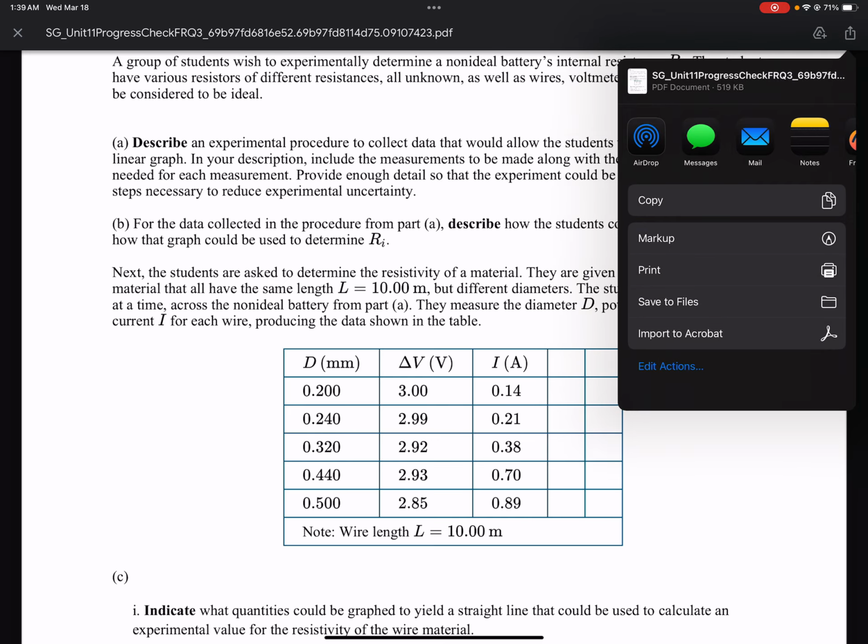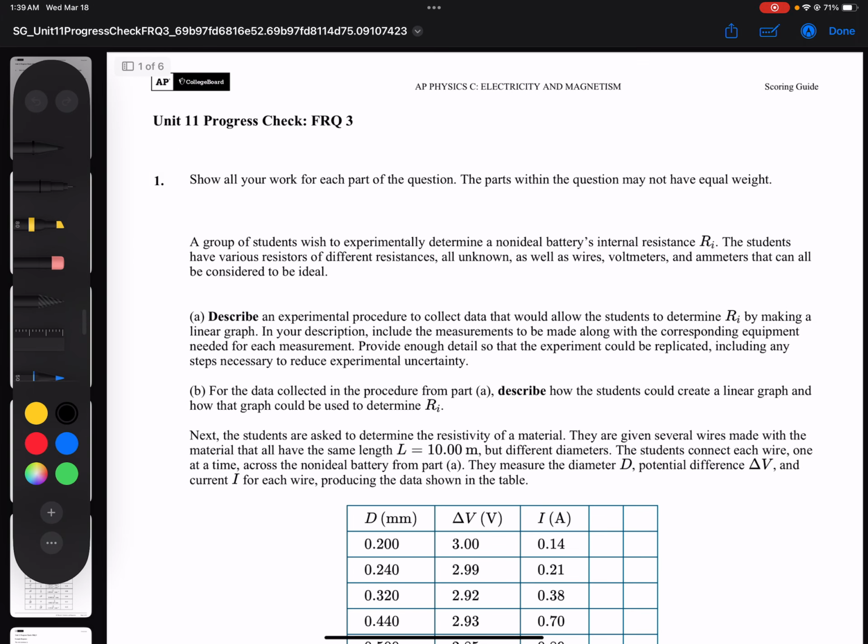Let's see here, markup. So here I have my battery. I'm actually going to draw a little AA battery so we can visualize it. Positive terminal battery, negative terminal battery. And it's as if there's a little internal resistor inside of the battery. All right, and that's going to be connected to some load.